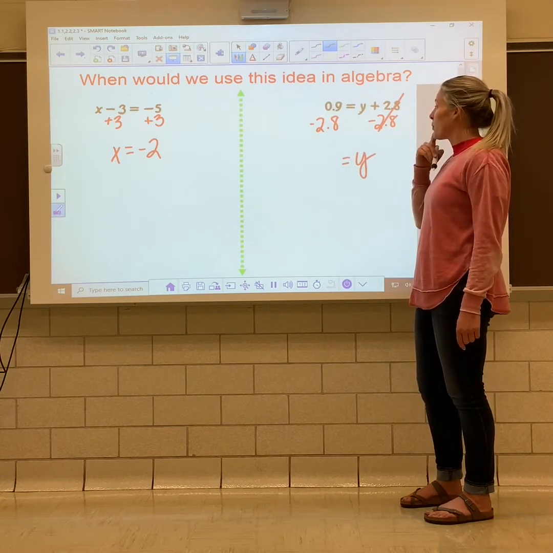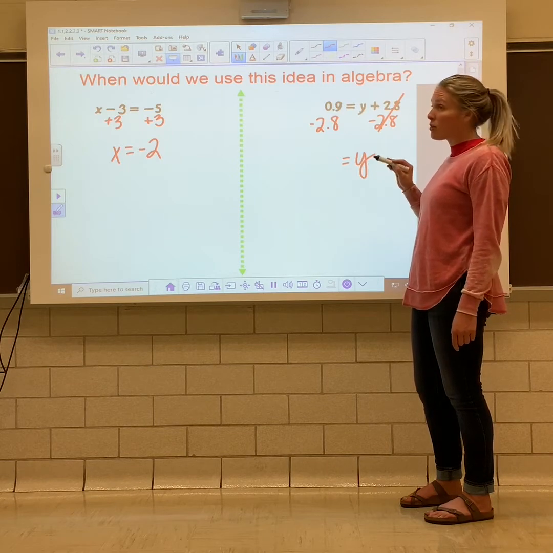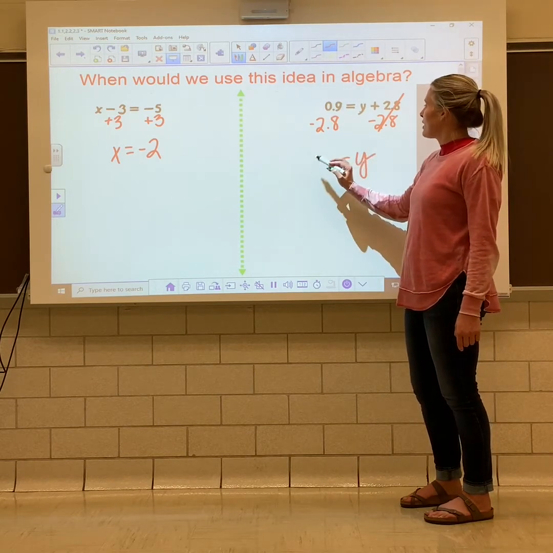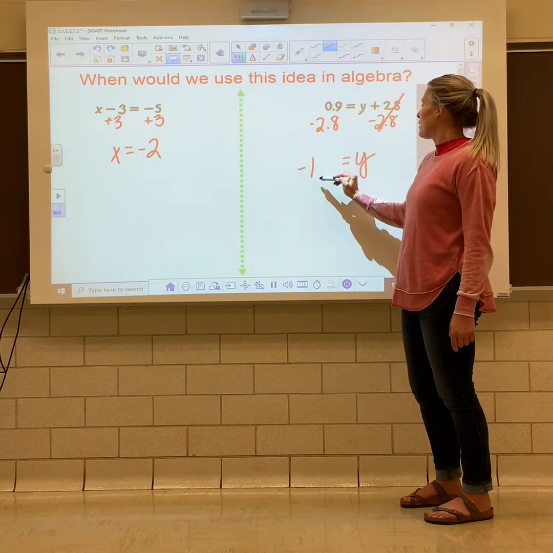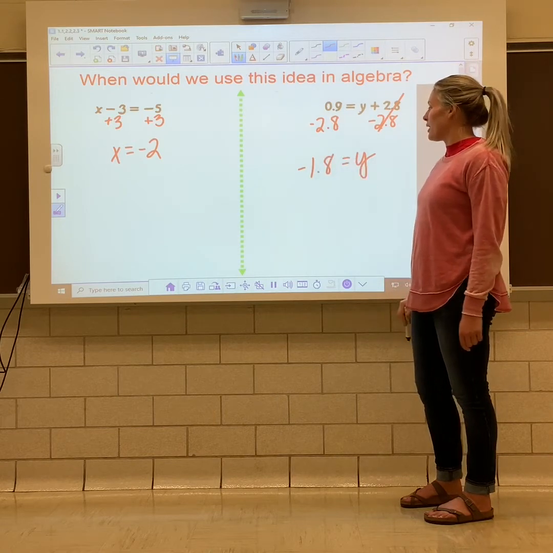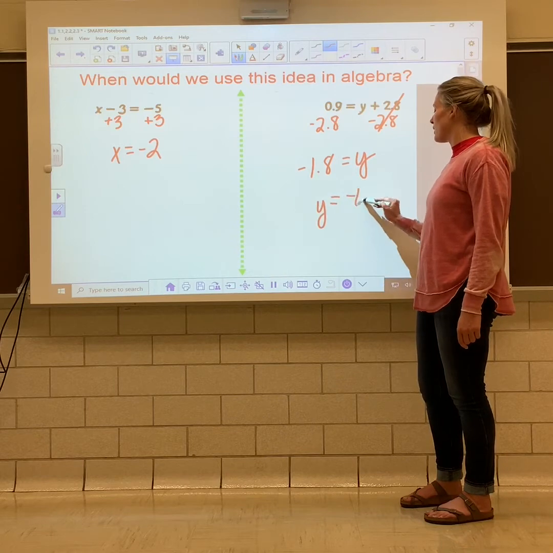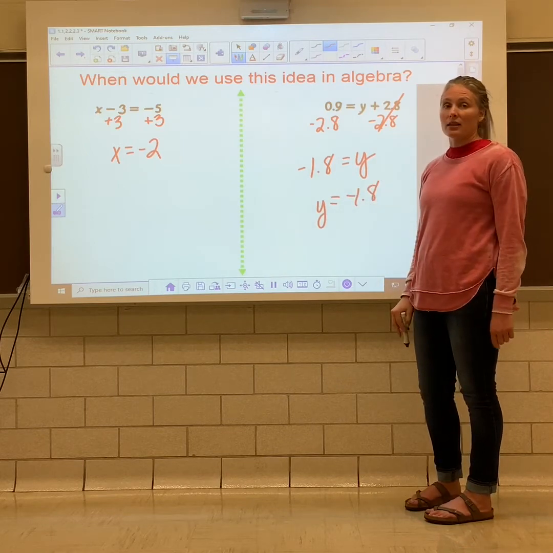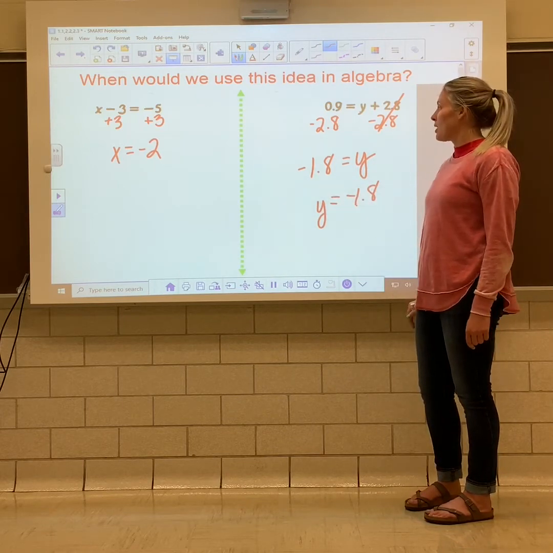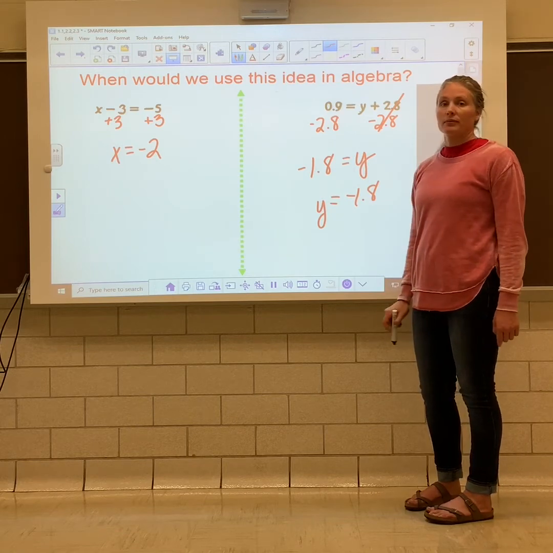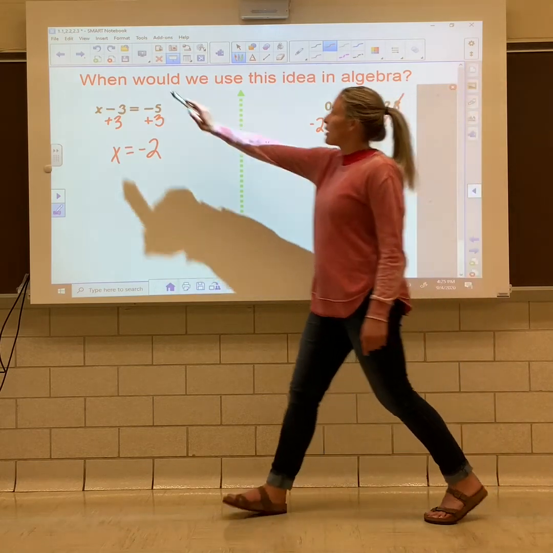So we have 0.9 minus 2.8, or 2 8/10, and that is -1.8, which is the same as saying y equals -1 8/10. Y is allowed to be on either side. We're going to move on and continue.